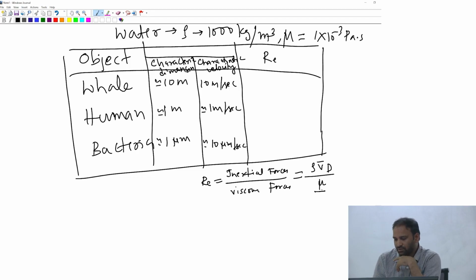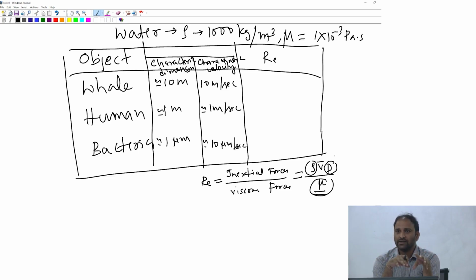So mu is the viscosity of the fluid, right? That's given to you. What about rho? Rho is the density of the fluid, that's also given to you. What do you say about d? D is your characteristic dimension, right? When you talk about flow through a pipe, typically d is going to be the diameter of the pipe, right?